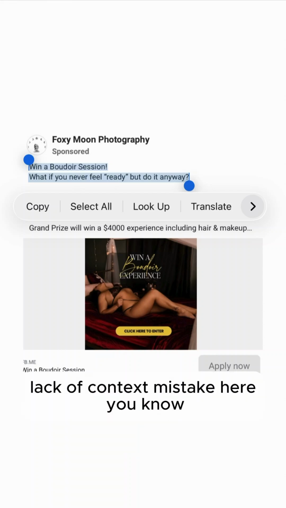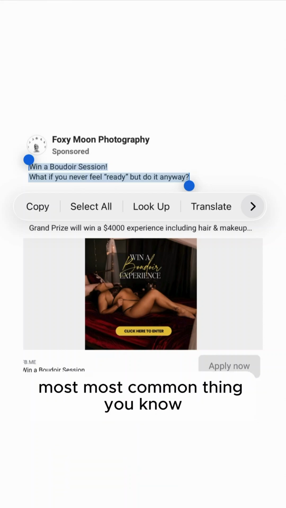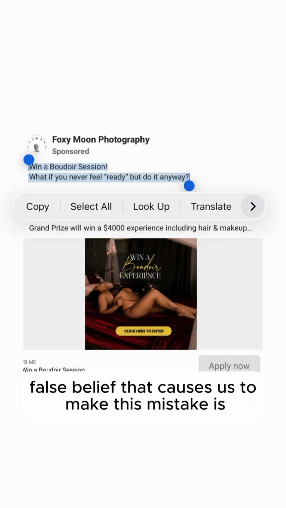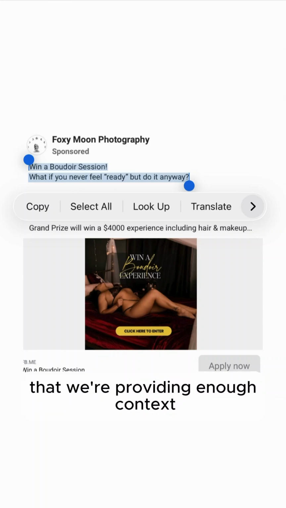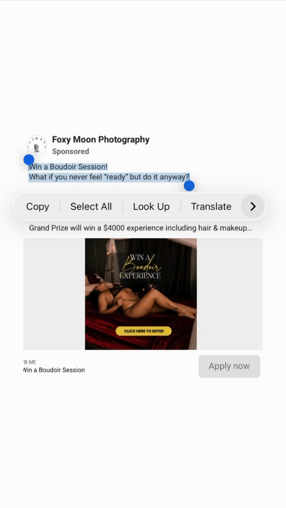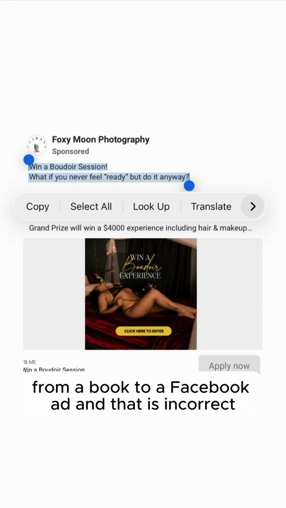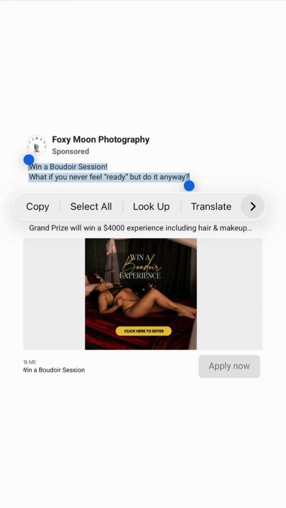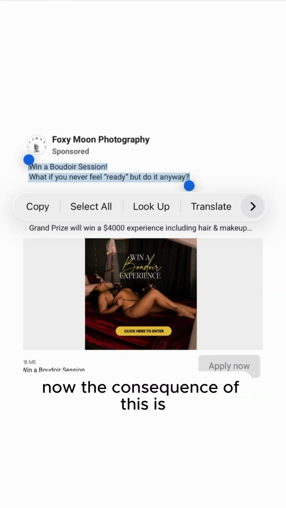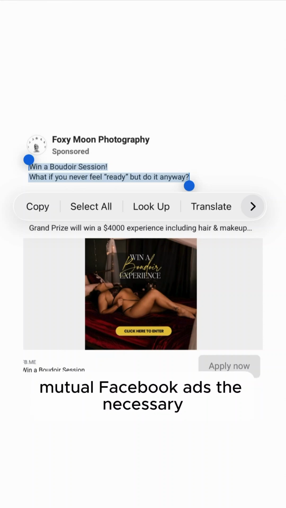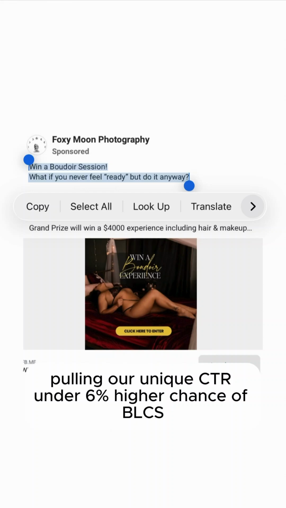All right, yeah, lack of context mistake here. You know, most common thing that I'm seeing the most of. The false belief that causes us to make this mistake is we're believing incorrectly that we're providing enough context. And what we're providing is the number one way to bring in buyers from a boudoir Facebook ad, and that is incorrect. Now, the consequence of this is way more women are going to be scrolling by our boudoir Facebook ads than necessary, pulling our unique CTR under 6%. Higher chance of BLCS.